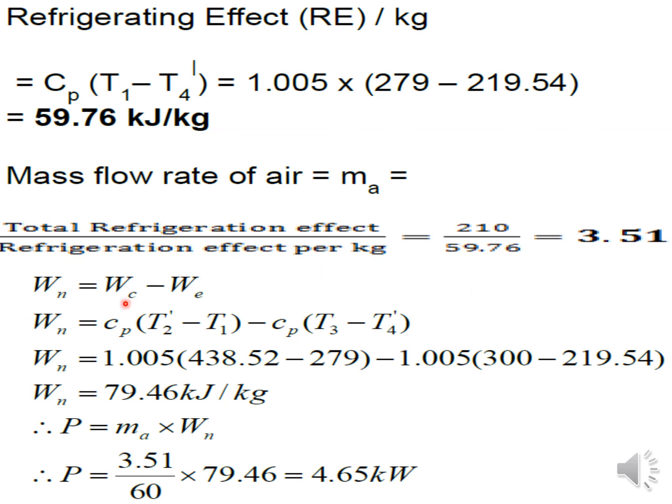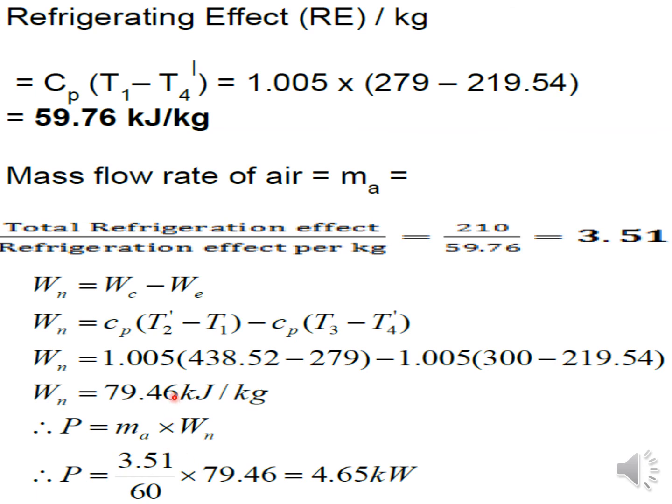So net work done is Wn, that is work done by the turbine minus work done by the compressor. Substitute. But work done by the compressor, what we will take? Cp into T2 dash minus T1, and T3 minus T4 dash. So substitute all the values, you will get the Wn. So power is equal to what? Ma into Wn. So P is equal to this.